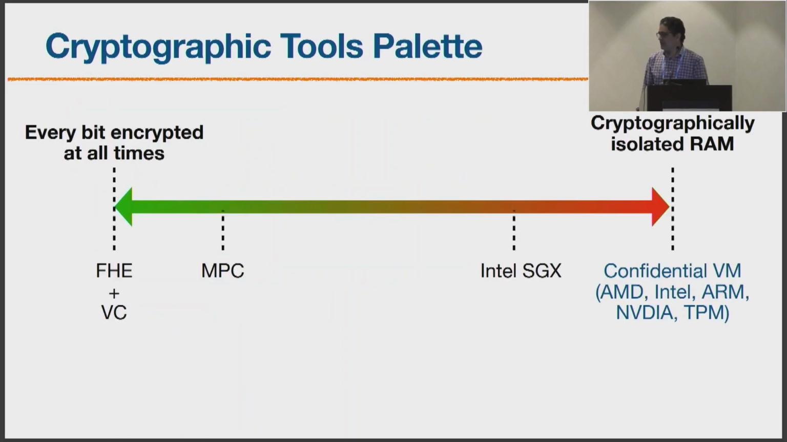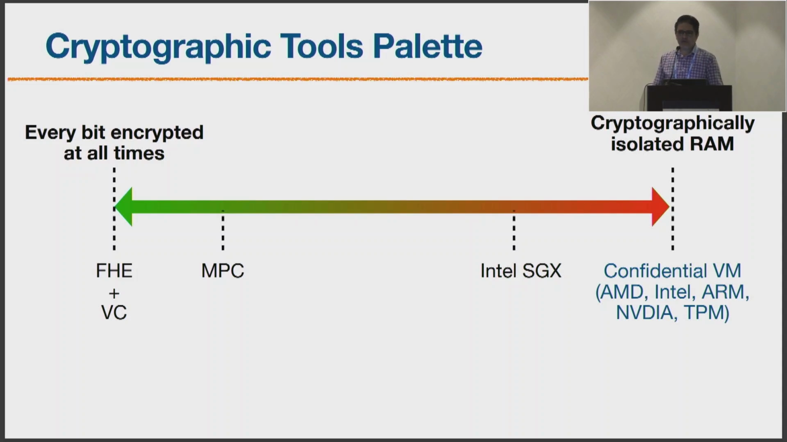And so we're at a point in history where we have an amazing set of cryptographic tools to deal with this problem. On one hand, we have FHE, fully homomorphic encryption with verifiable computation, where every bit of your computation is encrypted at all times.